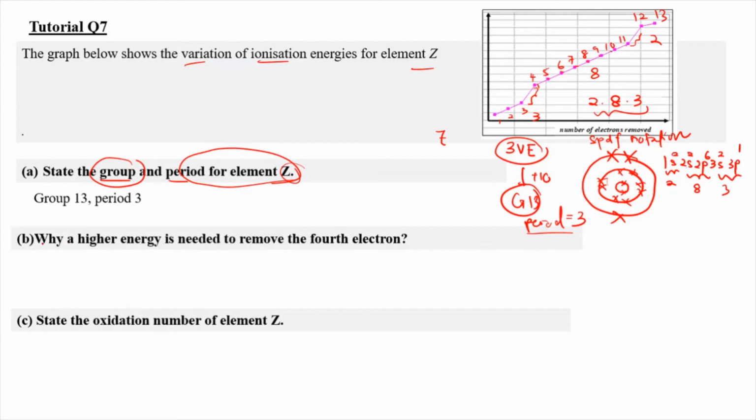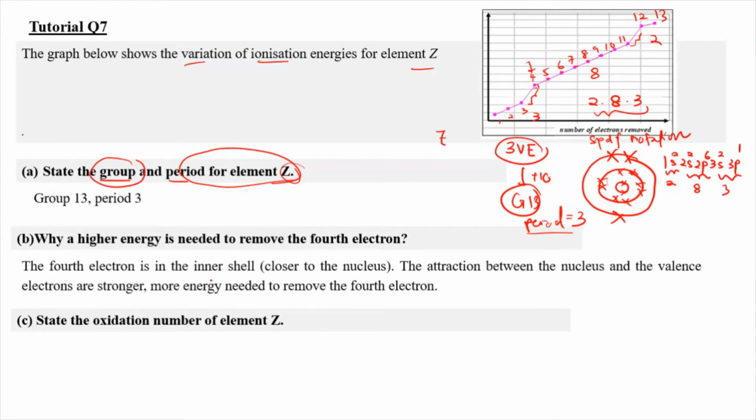For the next question, why is a higher energy needed to remove the 4th electron? You know that the 4th electron is removed from the inner shell, which is closer to the nucleus. The attraction between the 4th electron and the nucleus is much stronger, and hence more energy is needed to remove the 4th electron in comparison to the 3 valence electrons out there.